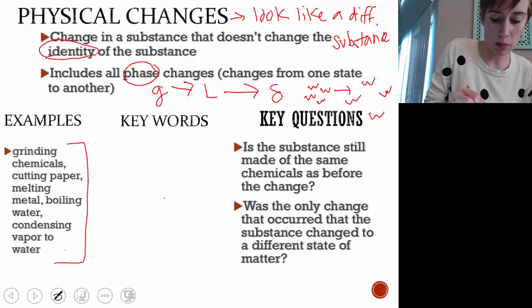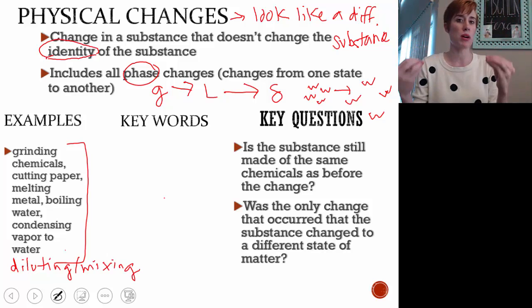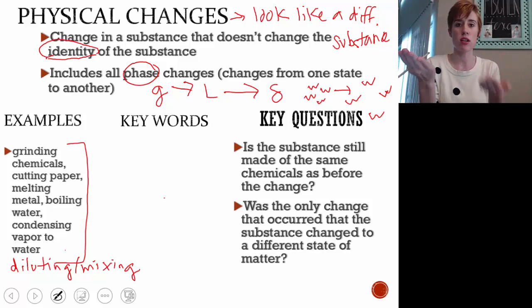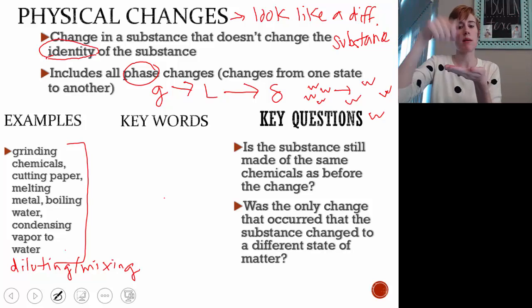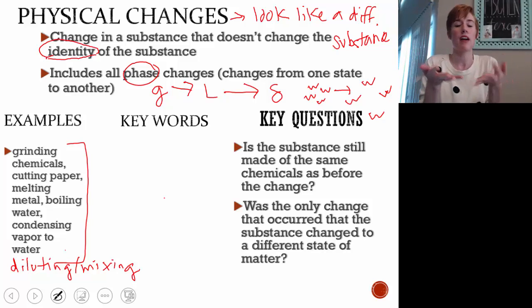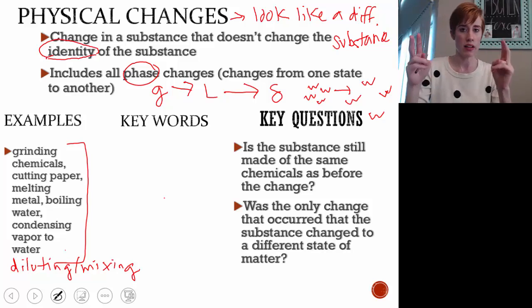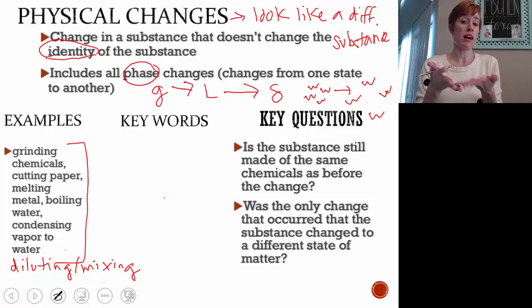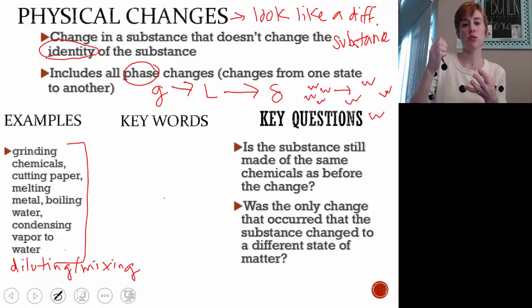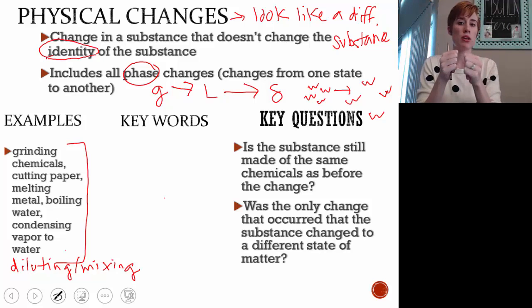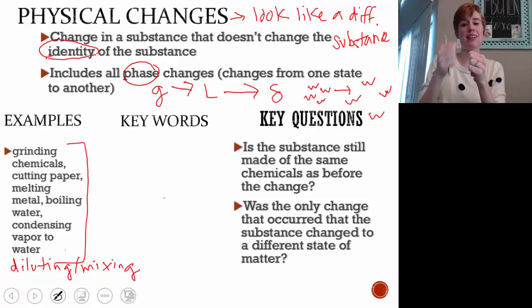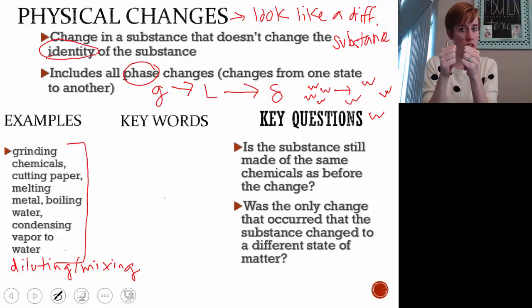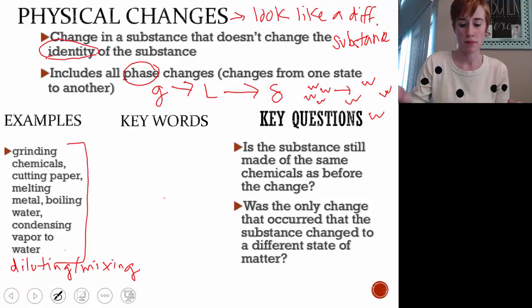Another good word I wanted to put down was diluting. Diluting or mixing. You can mix two chemicals together and they can still hold their separate identities. For example, if I have salt and I have water and I pour the salt into the water and I mix it up, it may look like I've made something new. We call that salt water, but really all I've done is I've taken salt molecules and I've put them next to water molecules. But I still have salt and I still have water. Even though they're next to each other, they haven't formed anything new.